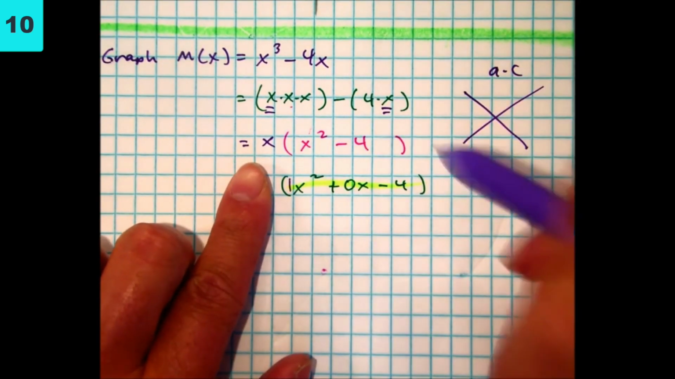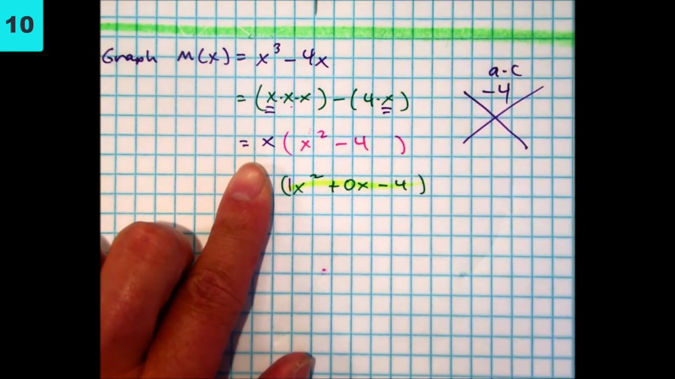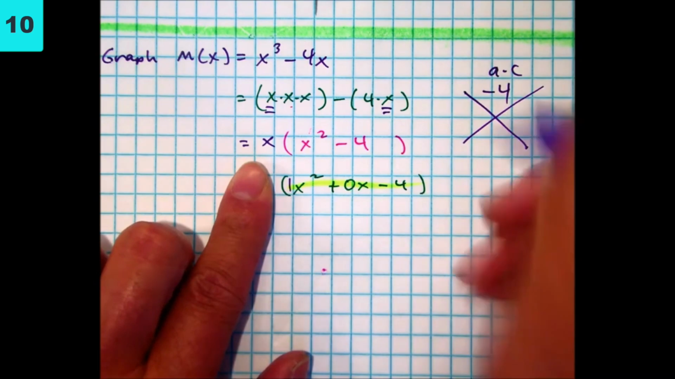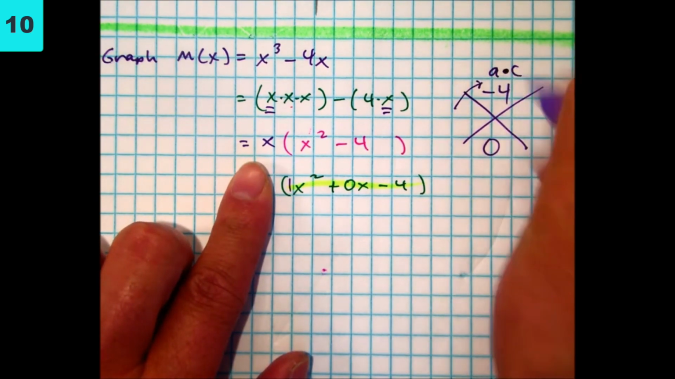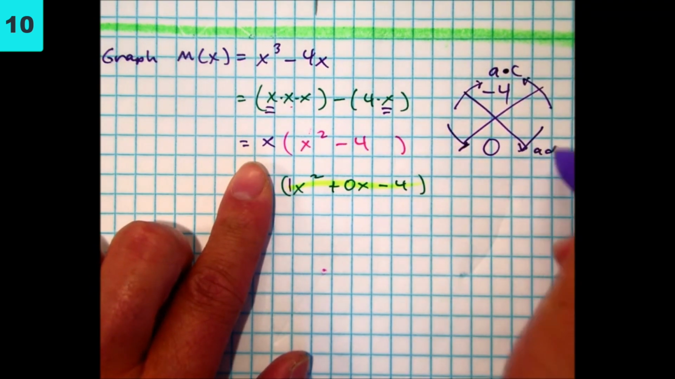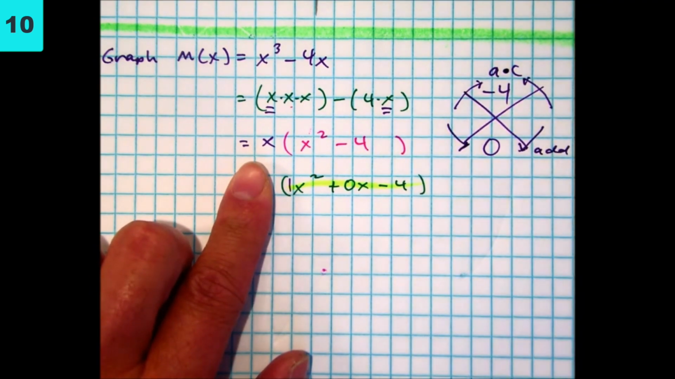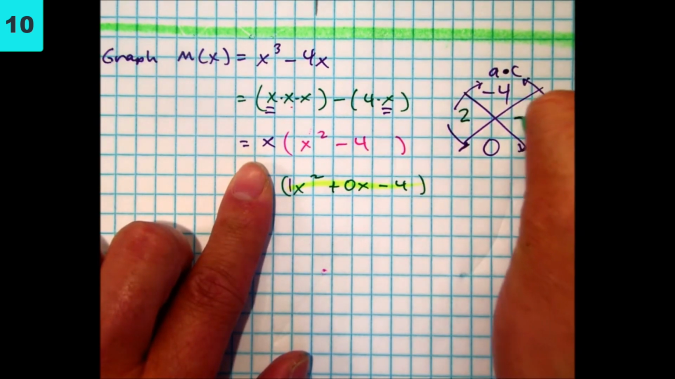And your c value. So a times c is -4. And what's your b value? 0. I'm trying to think of two numbers that multiply to be -4, but add to be 0. What are those numbers? -4 and 4. +2 and -2.